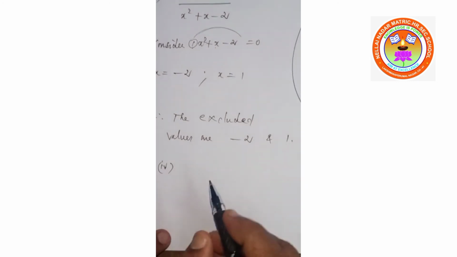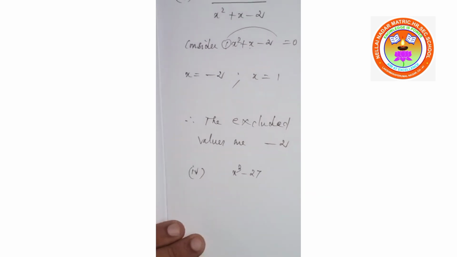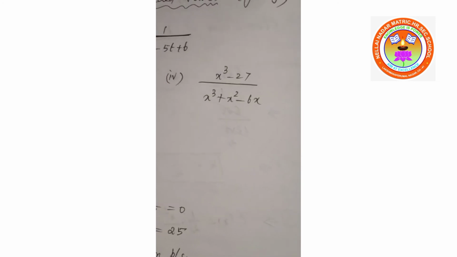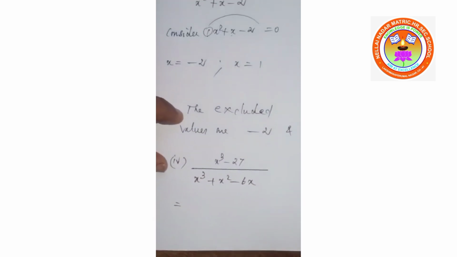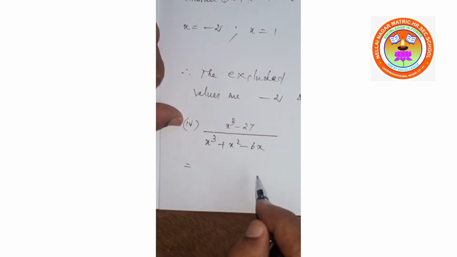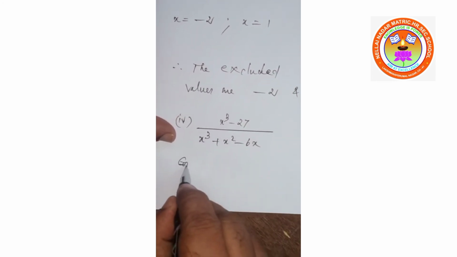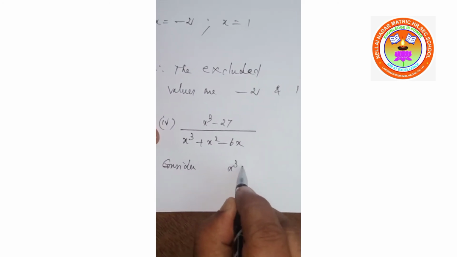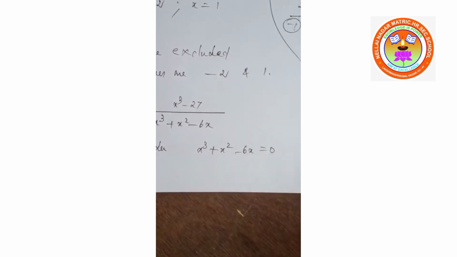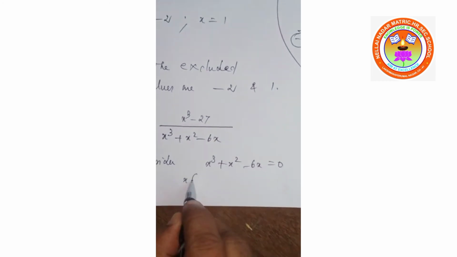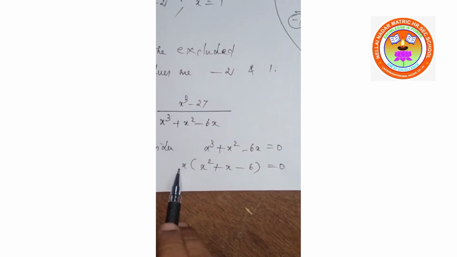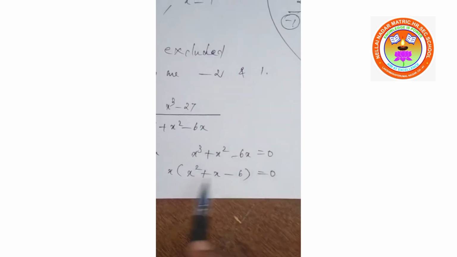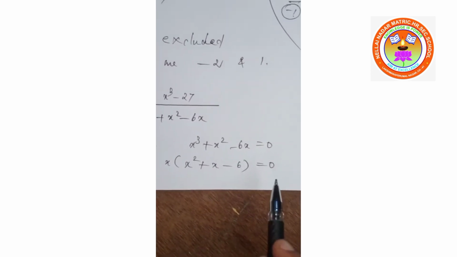Now subdivision number 4. x cube minus 27 divided by x cube plus x squared minus 6x. Once again, you have to find out the excluded values. Already told you, for getting the excluded values, consider the denominator as 0. Consider x cube plus x squared minus 6x equal to 0. Take x as common first. If you take x as common, you will be getting x squared plus x minus 6 equal to 0. Correct? x into x squared, x cube, x into x is x squared, x into minus 6 is minus 6.